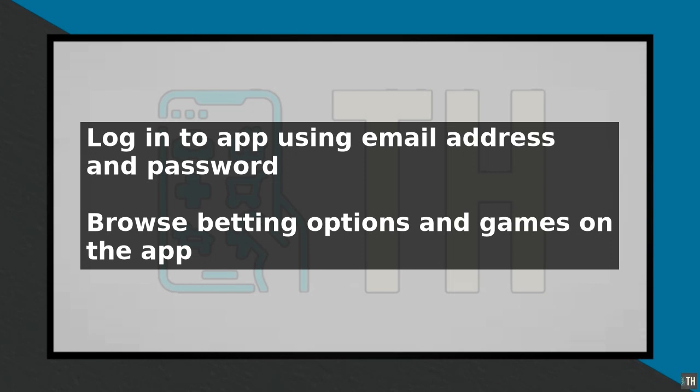It is also important to ensure that your device meets the system requirements for the app, including the minimum operating system version and available storage space. By following these steps, you can easily download and install the Bovada app on your mobile device and start enjoying the various betting options and games available.